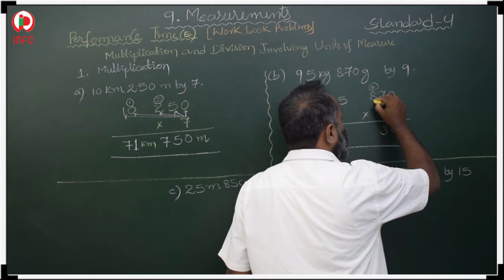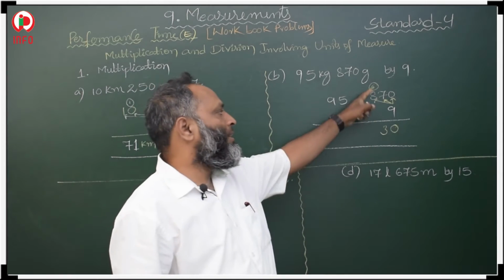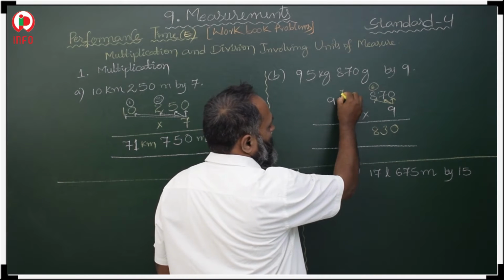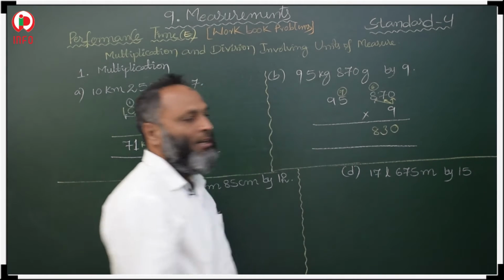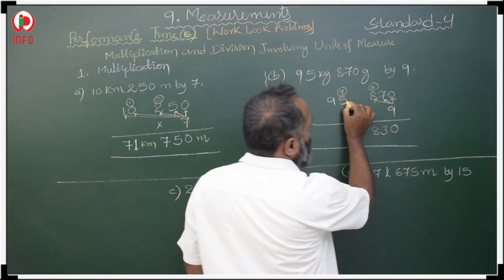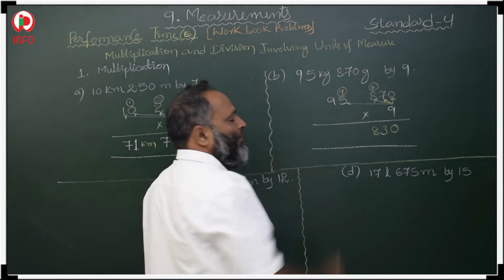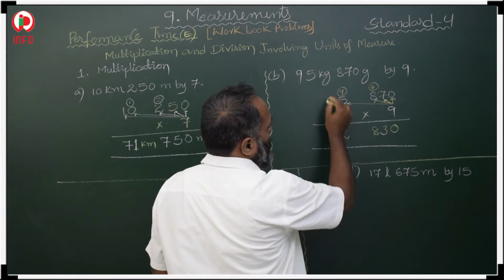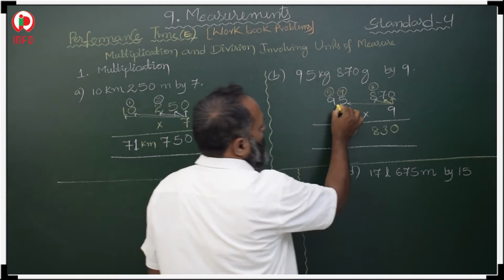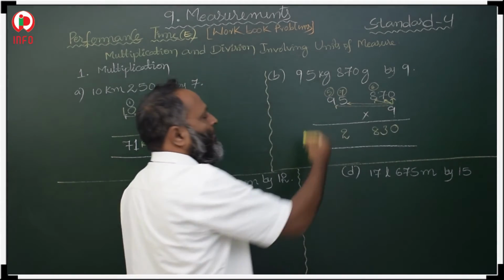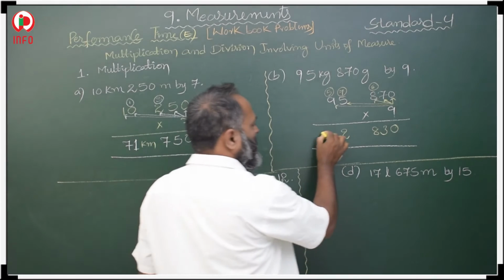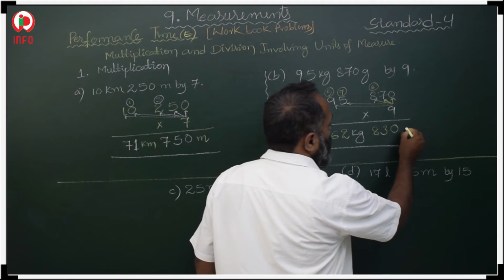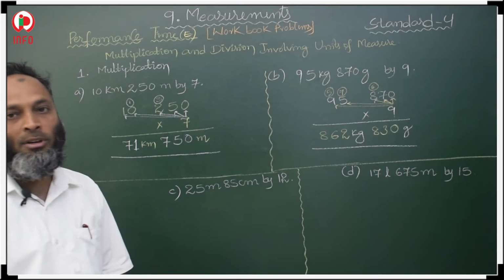9 eights are 72, 72 plus 6 is 78. 8 is in hundreds place of a gram, next 7 is next place of a kilogram. Next 9 fives are 45, 45 plus 7 is 52, 2 in units place of a kilogram and 5 on tens place of a kilogram. 9 nines are 81, 81 plus 5 is 86. So 862 kilograms and 830 grams. So this is the product.